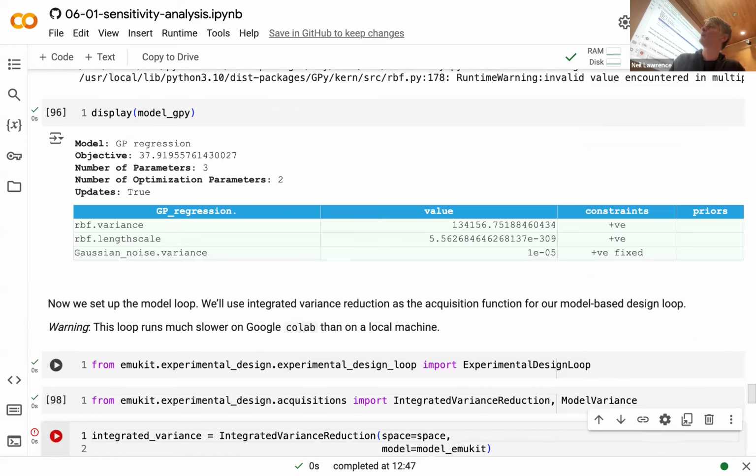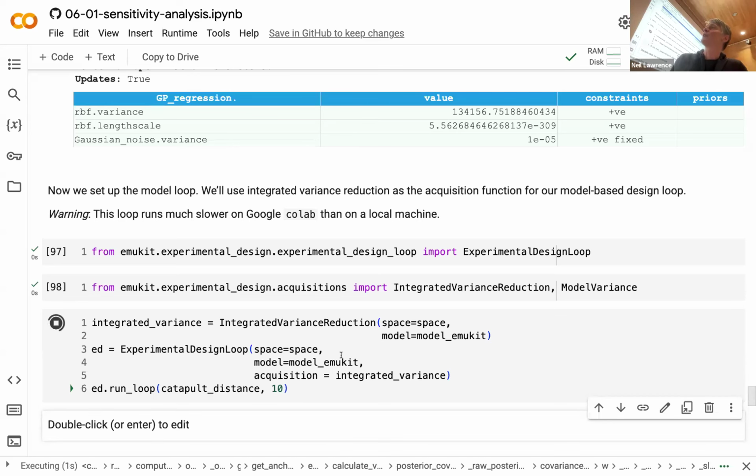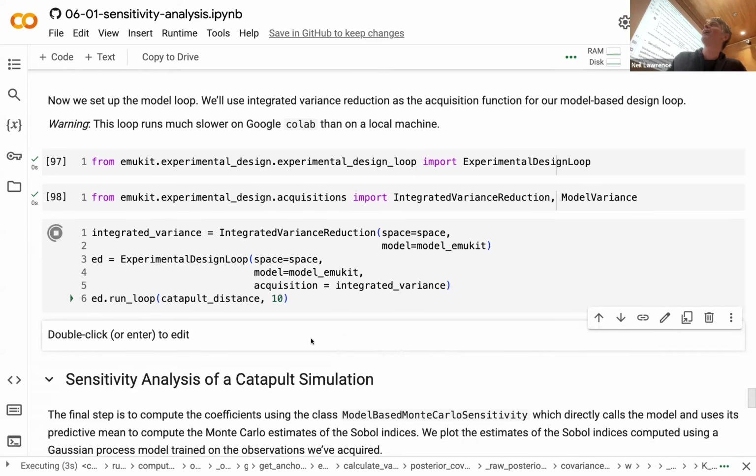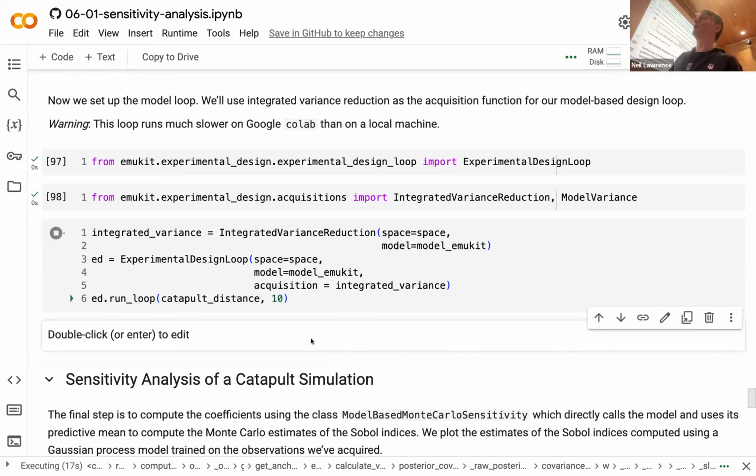Import the experimental design loop and choose integrated variance reduction as our acquisition function. So it's going to start with that Gaussian process it's fitted and do the design space. Now, for some bizarre reason that I don't quite know, integrated variance reduction goes massively slowly on Google Colab. It doesn't on a notebook being run natively. So that will take a while.